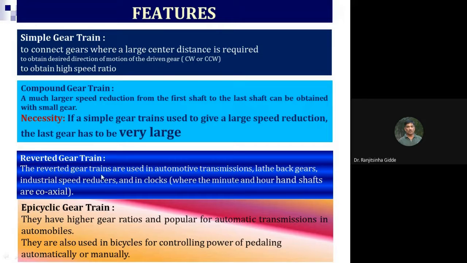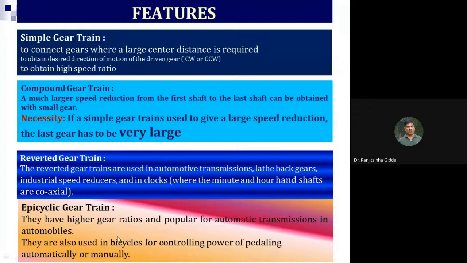So reverted gear trains are used in automotive transmission, lathe back gear, industrial speed reducer, and in the clock where minute and hour hand shafts are coaxial. Right. So you know that the minute hand is rotating, and the hour hand is also rotating in the same direction. Their shafts are coaxial. So in case of a watch, these are used.